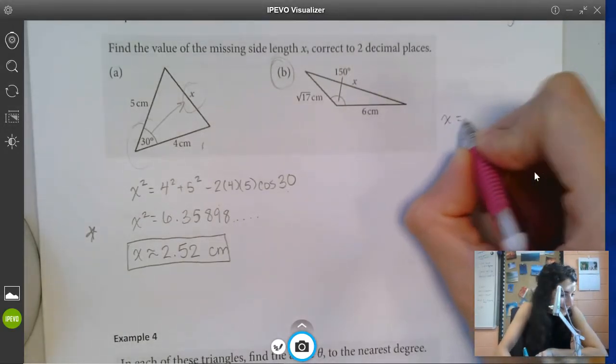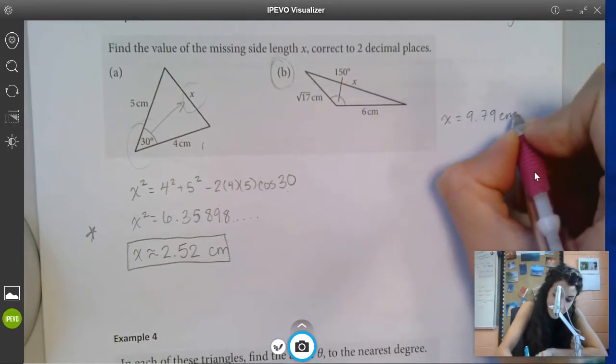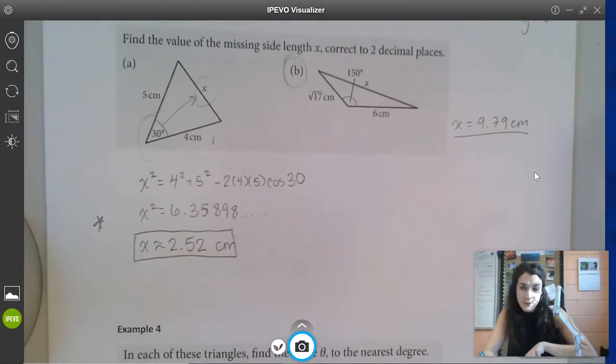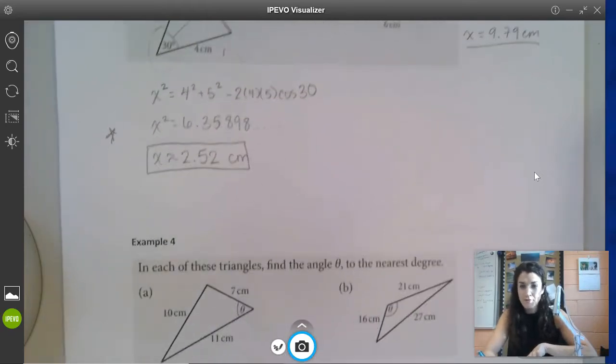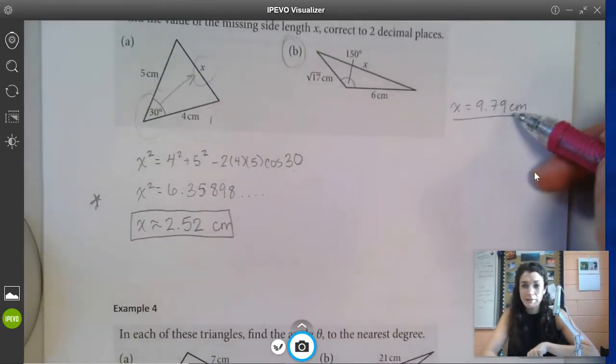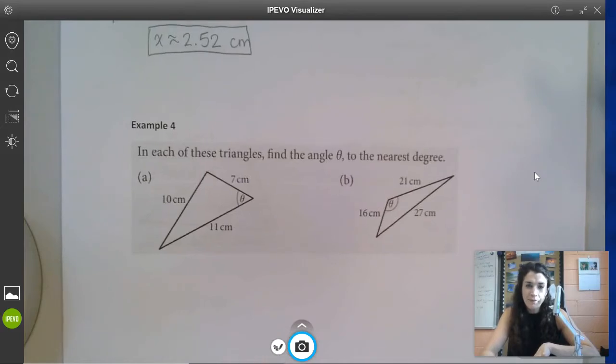The answer is 9.79 centimeters. So if you would like to practice that on your own, that's what the answer is, and you can see if you can do it by yourself. If not, come in and say, "Oh, what?" And we can work it out.